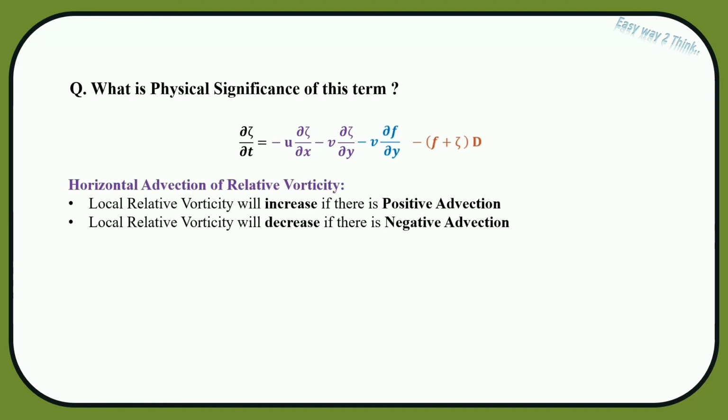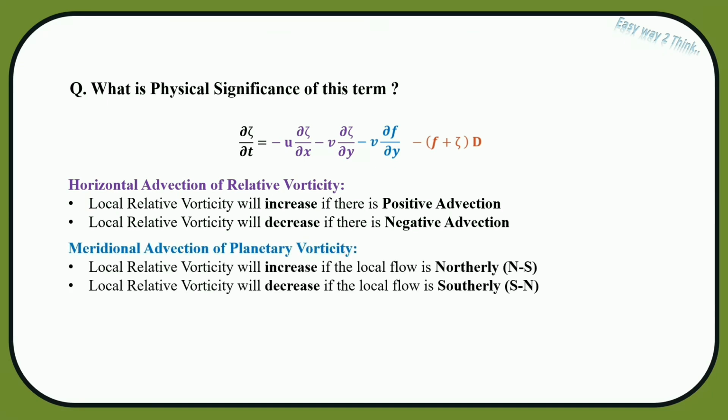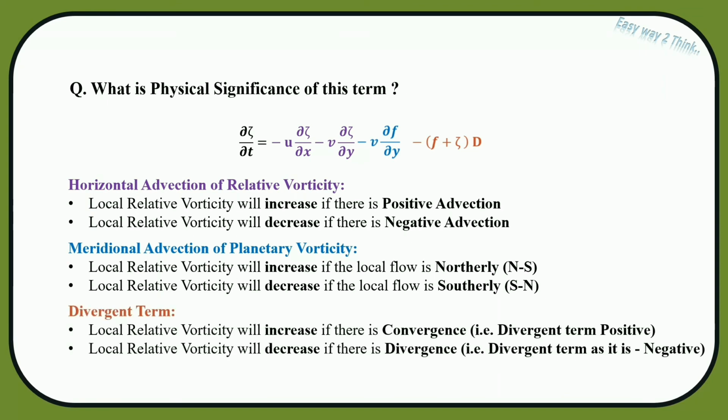The purple colored term represents horizontal advection of relative vorticity, and its significance is listed below. The blue colored term is meridional advection of planetary vorticity; here the local relative vorticity changes due to advection of the planetary vorticity. The last term is the divergence term, which affects local relative vorticity by means of convergence or divergence of flow.